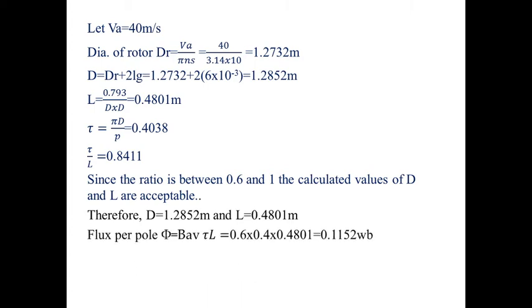Now flux per pole phi is given by BAV into tau into L. So BAV is 0.6, and tau value is calculated as 0.4038. If you multiply these two values, tau and L, and substitute, you will be getting 0.1152 Weber.